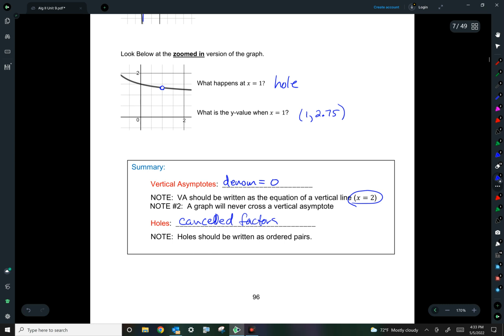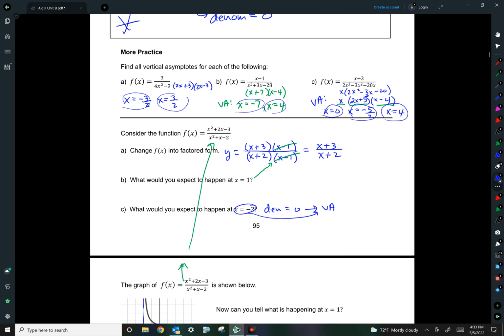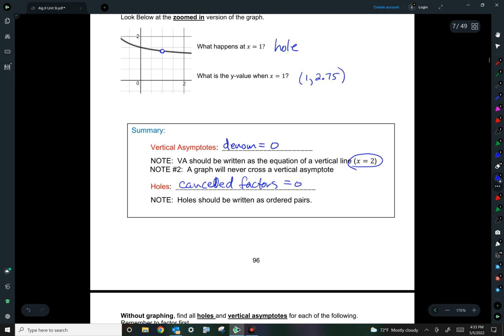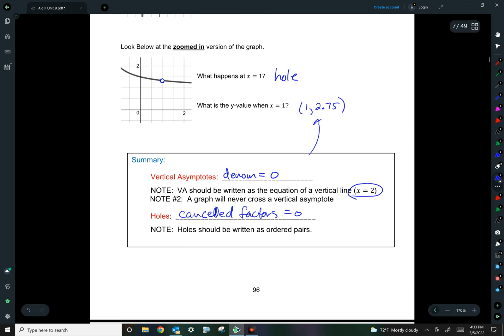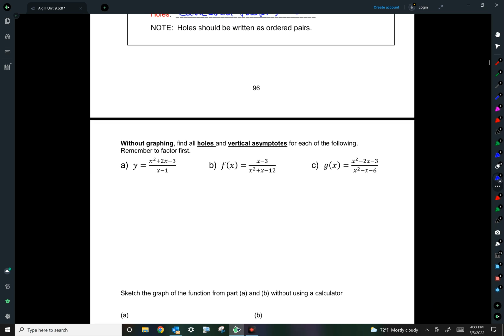factors equal 0. So remember up here how the x minus 1 canceled, but when would that parenthesis have equaled 0? Wouldn't it have equaled 0 when x equals 1? Okay, that's what I mean by that. And because holes are a specific place where there would be a point, we always write holes as an ordered pair. That's why up here when I said, where's the hole, I wrote it as an ordered pair.